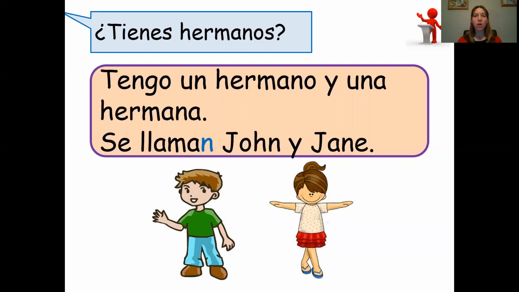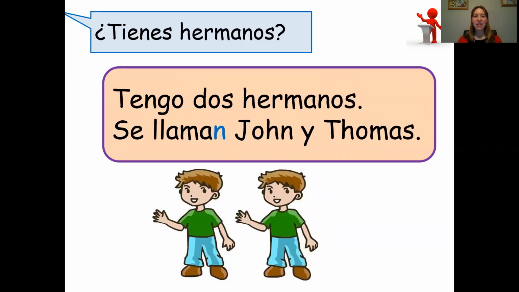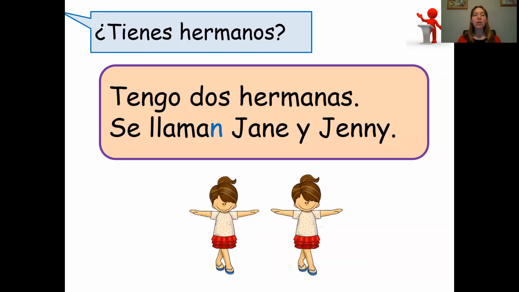Okay, so I'll say that once more. Tengo un hermano y una hermana. Se llaman John y Jane. Practice that now. Muy bien. So the next one, tengo dos hermanos. Se llaman John y Thomas. I've got two brothers. They are called John and Thomas. I'll just say that for you once more. Tengo dos hermanos. Se llaman John y Thomas. So pause me and repeat. Excelente. Remember, this is just an opportunity to practice the most beautiful Spanish you can. Muy bien, seguimos. Tengo dos hermanas. Se llaman Jane y Jenny. Muy bien. And that means I've got two sisters. They are called Jane and Jenny.